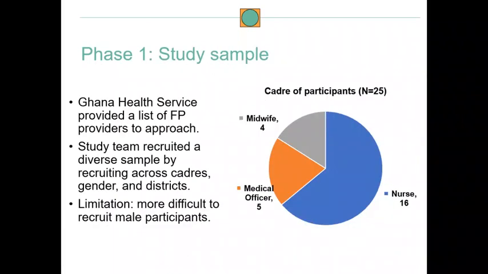We were also very intentional in talking to different types of family planning service providers so that we could get feedback from each type. And so you can see the different cadres that were included here, and there are even some subspecialties, of course, within each of these broad categories. One limitation that we had was finding male participants, and that is something that we are doing with more intention in Uganda now that we are able to recruit more providers.